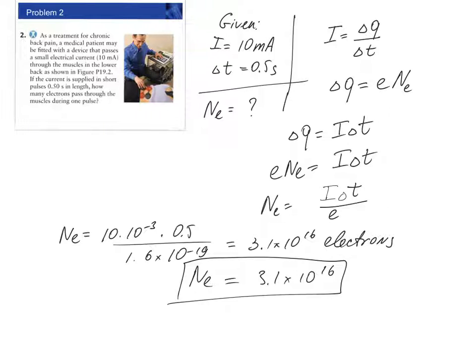Okay, so what does it mean? It's a huge number of electrons, first of all. But if you look at the mole value, as you know from chemistry, it's less than 1 millionth of a mole of electrons that pass through the muscles in half a second. So if you want to do physical therapy, that's one of the problems you might need to solve in one of your exams.